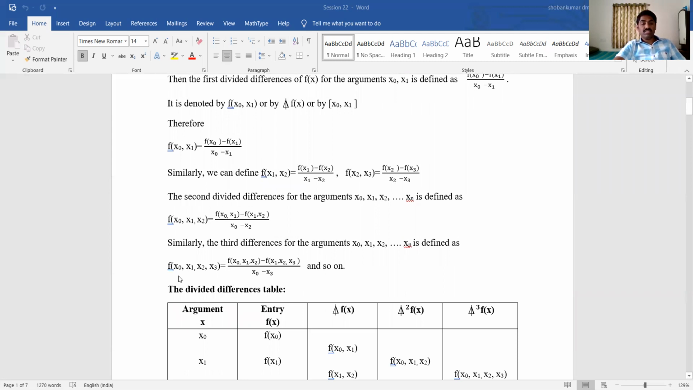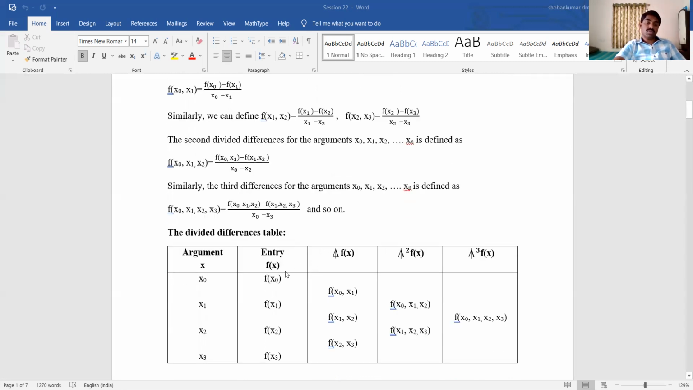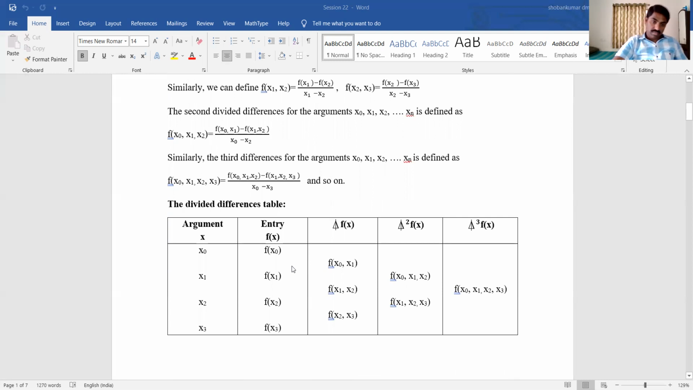The third divided difference is f of x0, x1, x2, x3. Here f of x0, comma x1, comma x2 minus f of x1, comma x2, comma x3 divided by x0 minus x3. Here we already know f of x0, x1, x2 and f of x1, x2, x3, divided by x0 minus x3, and so on. Now we know the construction of the divided difference table.